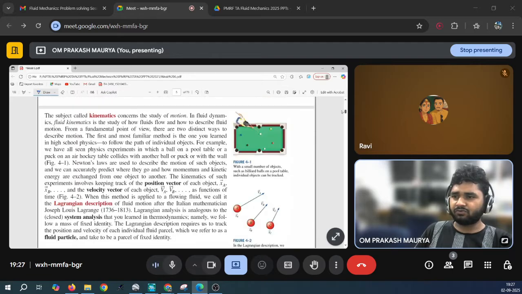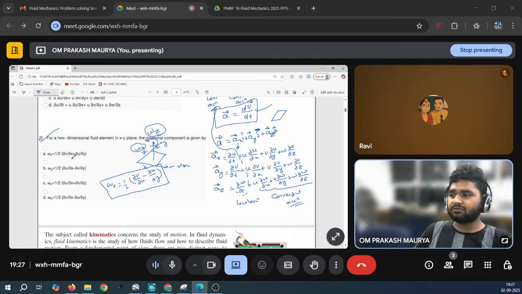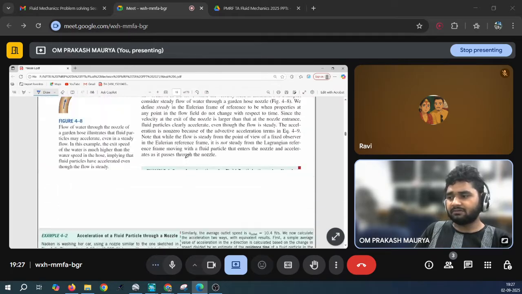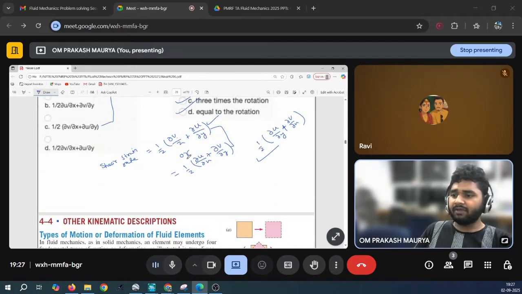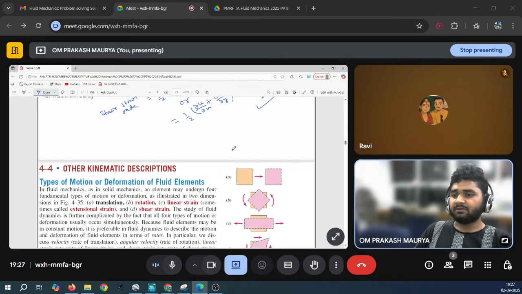Here you can see this was the first question: what is convective acceleration? We have discussed this already. Another question was about the rotational component in the xy plane, which we have discussed. There are also questions related to these in the coming slides. The shear strain rate question we have discussed, and vorticity also.